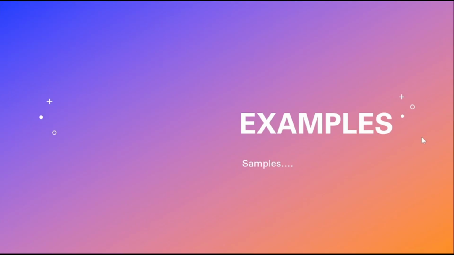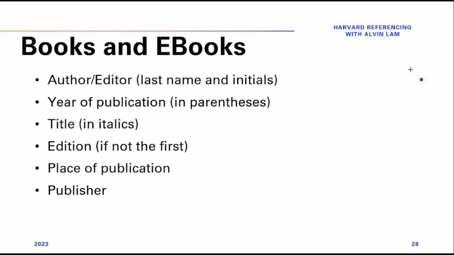Okay, let's take a look at more examples as a bonus. What I have provided you here is a checklist. Whenever you are doing references or citations for any of these sources, it's good to go through this checklist. Now, for books and ebooks, you will have the authors or the editor, the year of publication in parentheses, title in italics, the edition. If it's a textbook, let's say 3rd edition, then you will put 3rd edition. Place of publication, the publisher. And the same applies for ebooks.